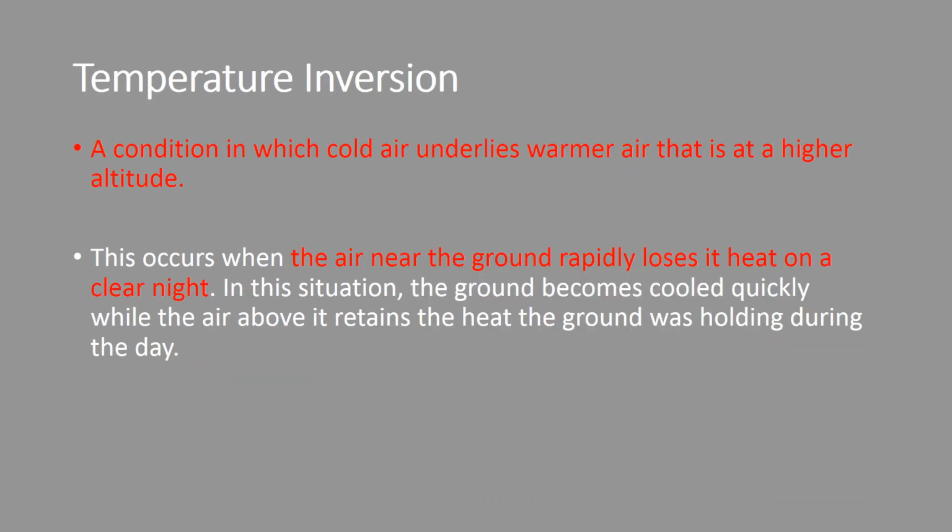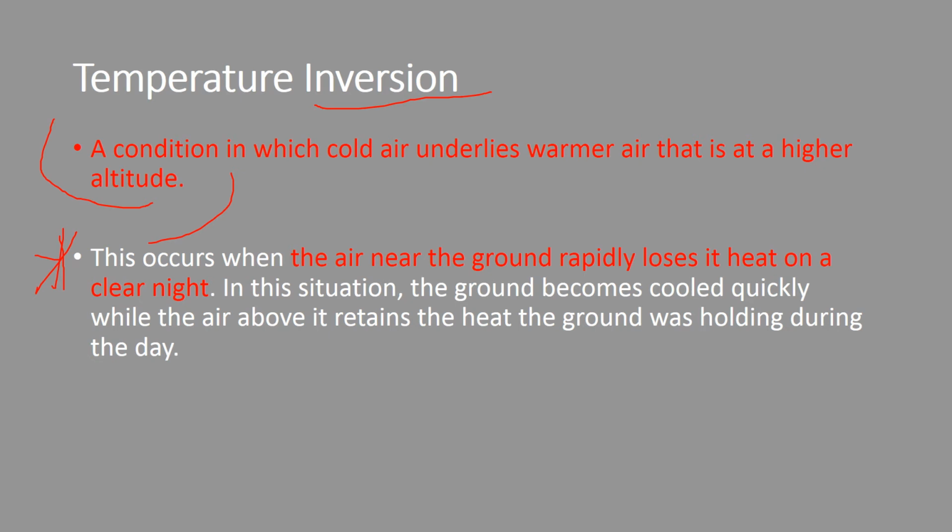Alright, so temperature inversion: a condition in which cold air underlies warmer air that is higher at altitude. Okay? Inversion. This occurs when the air near the ground rapidly loses its heat on a clear night. Key point there for you. So basically in this situation, the ground gets cold quickly while the air above it still has heat again from during the day.